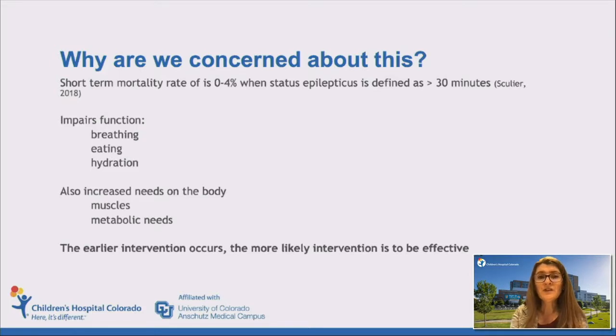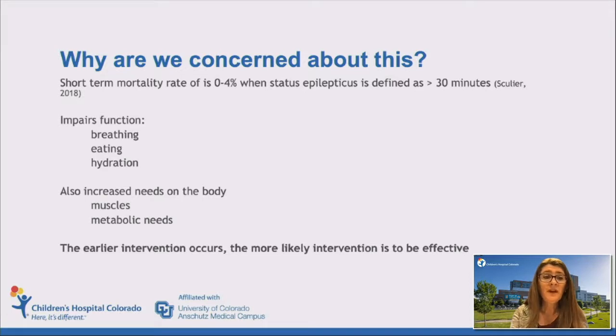So why are we so concerned about this? Well, first of all, I think everybody would agree, we don't like to see seizures that don't stop. It's just scary to see these. But there are some very real reasons to be concerned about status. The first is that we actually can see a mortality rate associated with this. The short-term mortality rate is between 0 to 4% when we look through the literature, and that is with status epilepticus defined as greater than 30 minutes. So we know that this can evolve into something that is really life-threatening. Although rare, that's still something that is of concern.